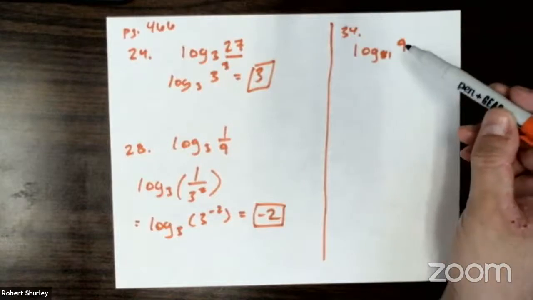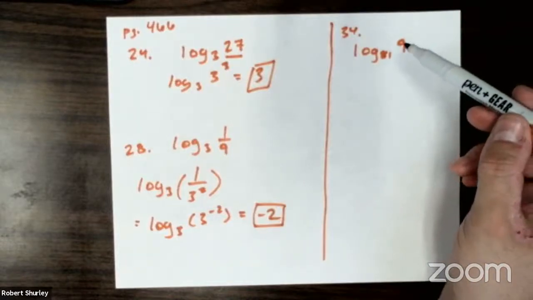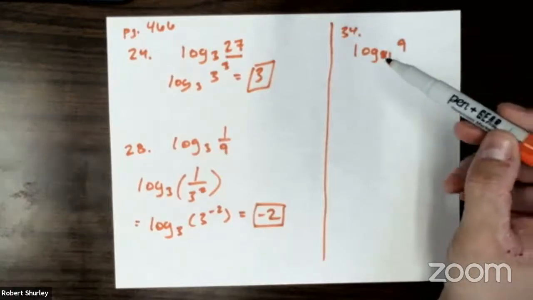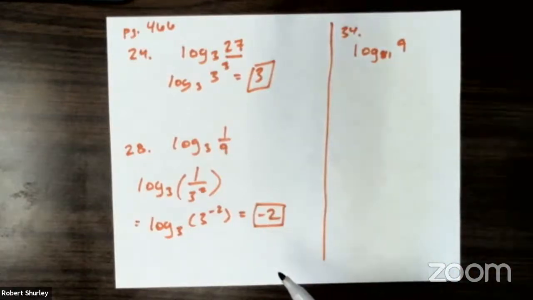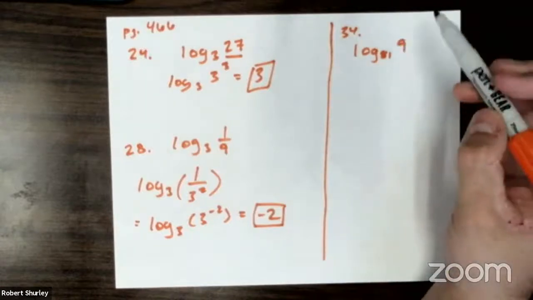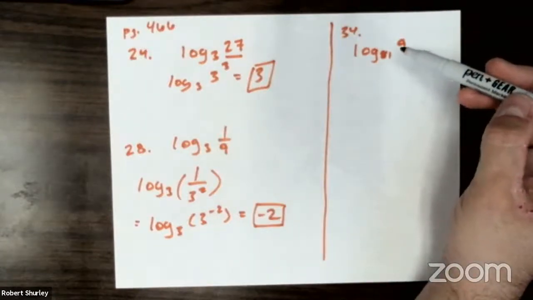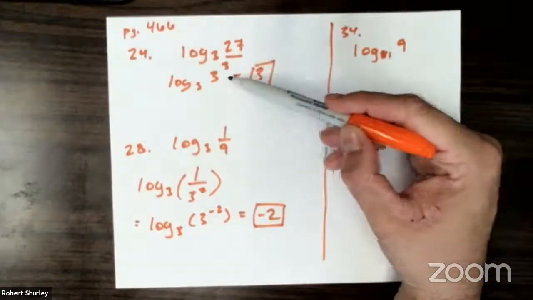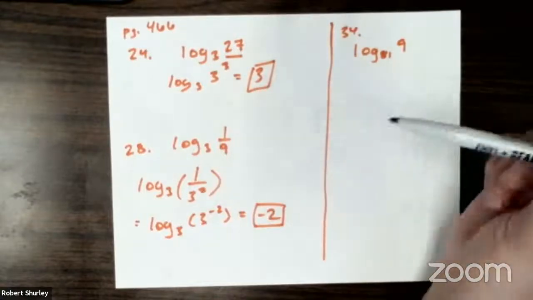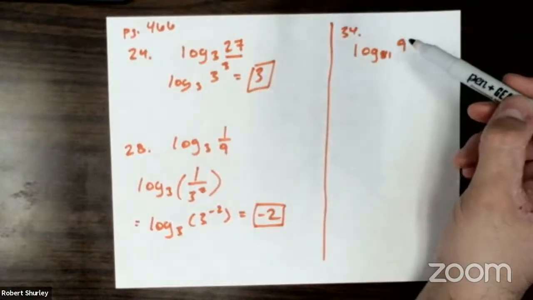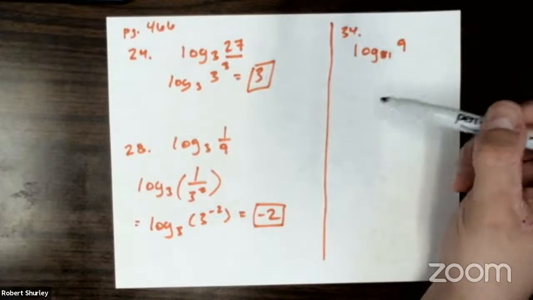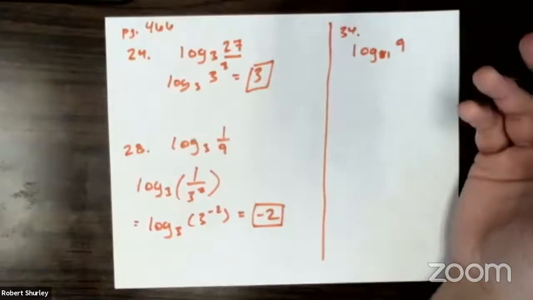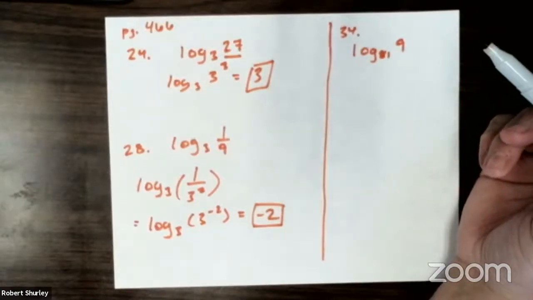We've got log base 81 of 9. Remember, the goal is to think, what can we raise 9 to get an 81? Well, that doesn't make sense. Wait, no. Our goal is to get 9 into a base 81, right? Like we got 27 into a base 3. We got 1/9 into a base 3. So the goal is to get this 9 into an 81. So we need to think, what do we do to 81 to get 9? Well, you can divide it by 9, right? 81 divided by 9 is 9.